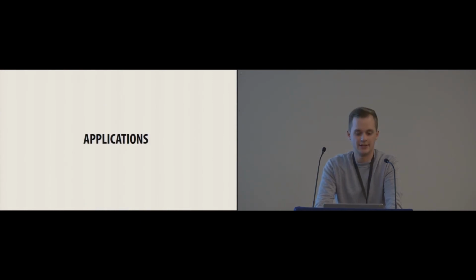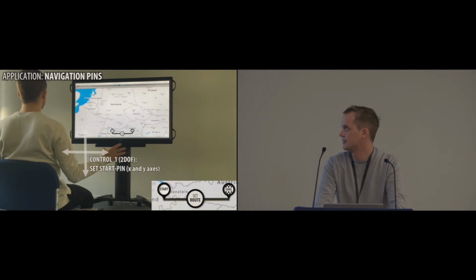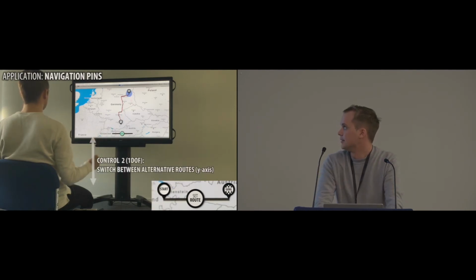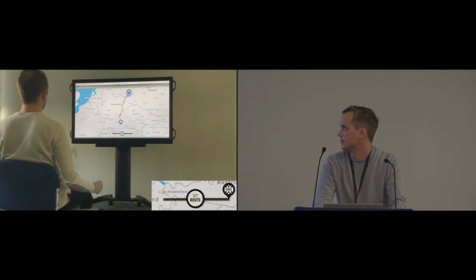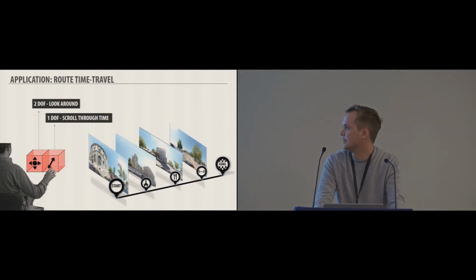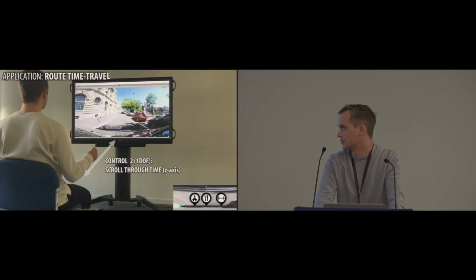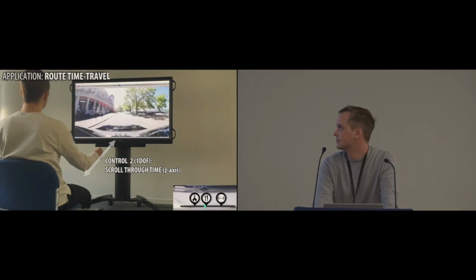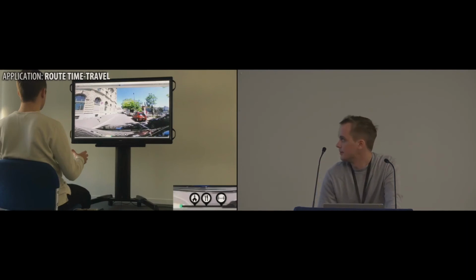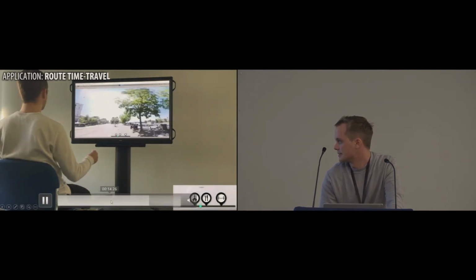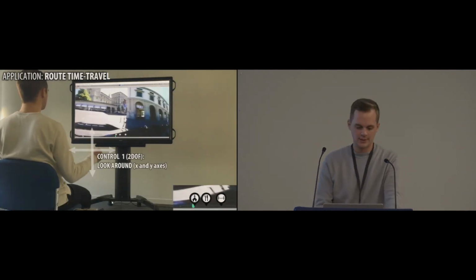Then in the demo upstairs, we showed some applications. I don't know if you saw them, but there we had a navigation pin application, where we have three controls, and we can position two pins in a two-dimensional, 2 degrees of freedom manner on a map, and in between we can use a slider where we can then find a route between them. Or, for example, a street view application, where we have two controls: one control represents a timeline where we can travel into the future, and the second control represents a panning tool where we can look around in this view.